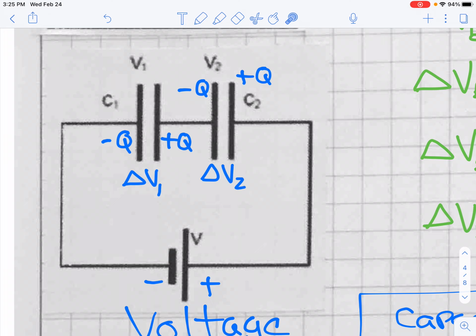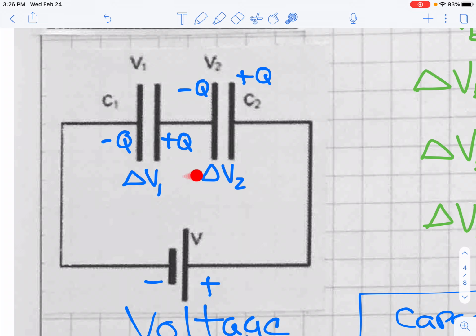Now, these two capacitors do not have the same voltage, or they don't have to. They might if they were equal, but that's a special case. They're not both connected directly to the battery. What is true is that they will have the same amounts of charge. If the battery spits out one electron, it's going to pull in one electron on the positive side. For every electron that gets pushed out, an electron gets pulled in. So this charge here has to be equal and opposite to this charge over here.